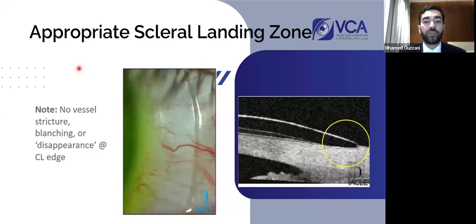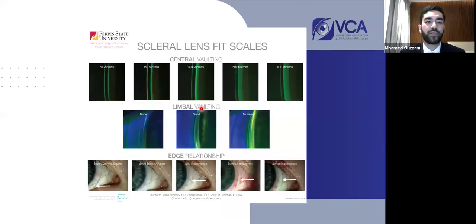Of course, the last zone that we talk about is the scleral zone. It's the zone where the lens settles, and here we don't want to have blanching, so the lens needs to be appropriate at the landing zone. And here you can see in the anterior segment OCT that the settlement is very soft, and we are not compressing the scleral vessels or the conjunctival vessels.